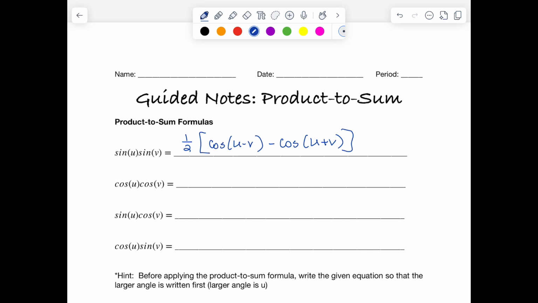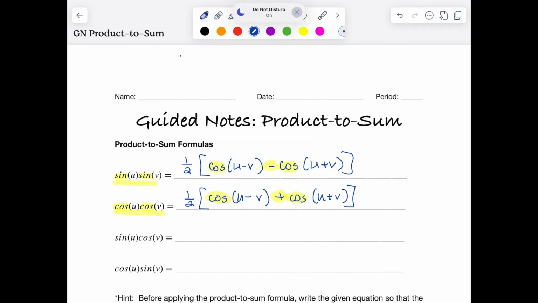Cosine of u times cosine of v can be rewritten as 1/2 times the cosine of angle u minus angle v plus the cosine of angle u plus angle v. A way to help you remember this is if you're taking the product of the functions of sine times sine or cosine times cosine, when you do the sum formula, you're going to have cosines. For the sine times a sine, you will have a minus in between your two angles. It would be a difference. And for cosine times cosine, you'll have a plus between your two angle measurements in your sum formula.